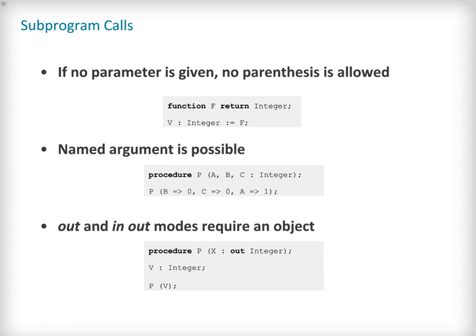Lastly, if the parameter mode is out or in-out, at call time, I need to provide an object for the value of this parameter, a variable for example, in order to be able to store the result somewhere.